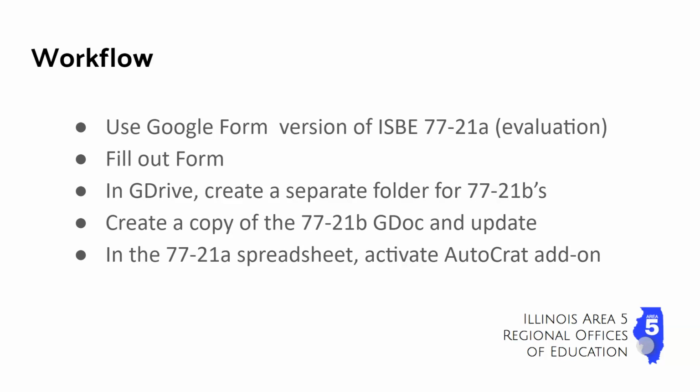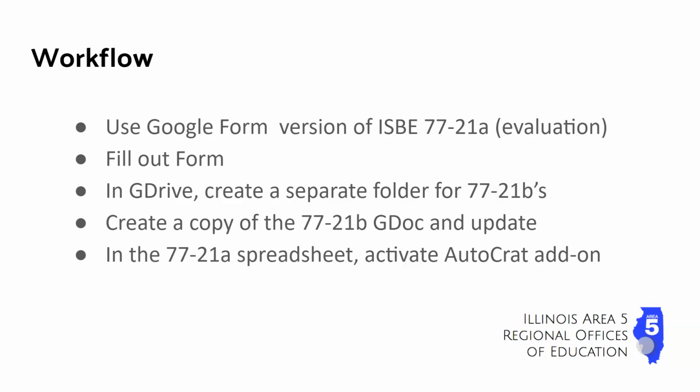Okay, and then you're going to go to Drive and create a separate folder for your evidence of completion forms, the 7721Bs. This is just something I do to keep everything organized. You can keep folders inside folders, however you want to organize it. I just find that if I create a folder for the merged evidence of completion forms, then they're all in one spot. And if you do that right now, you'll be able to find it easier because it's been recently modified.